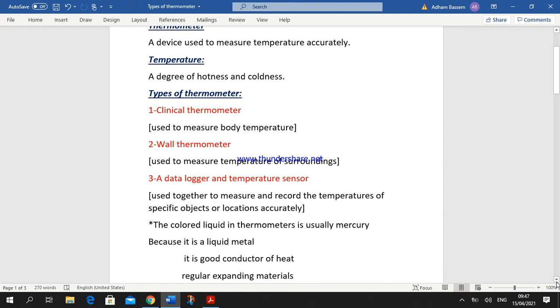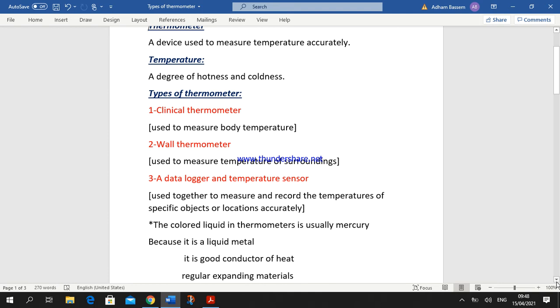Number 1, clinical thermometer, used to measure body temperature. A clinical thermometer is a type of thermometer used to measure body temperature and is also known as a medical thermometer. A wall thermometer is used to measure the temperature of the surroundings, while a data logger and temperature sensor are used together to measure and record the temperatures of a specific object or location accurately. The clinical thermometer may be a mercury thermometer or a digital thermometer.